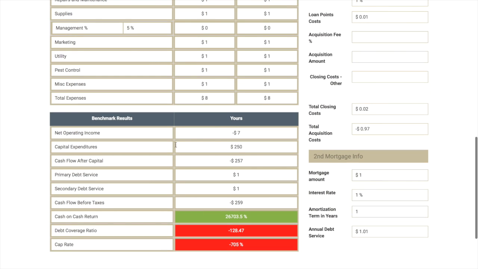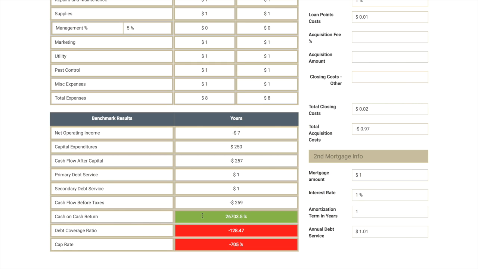Now, the power of this calculator is very simple. It's really easy to use, it's real quick, and it's very accurate. So we just have basic numbers here, but let me show you the benchmark numbers that we like to look at. We look at the cash-on-cash returns, debt coverage ratio, and cap rate. So in this calculator, real quick, if you've got a green number, boom, you're ready to go. If you've got a positive.